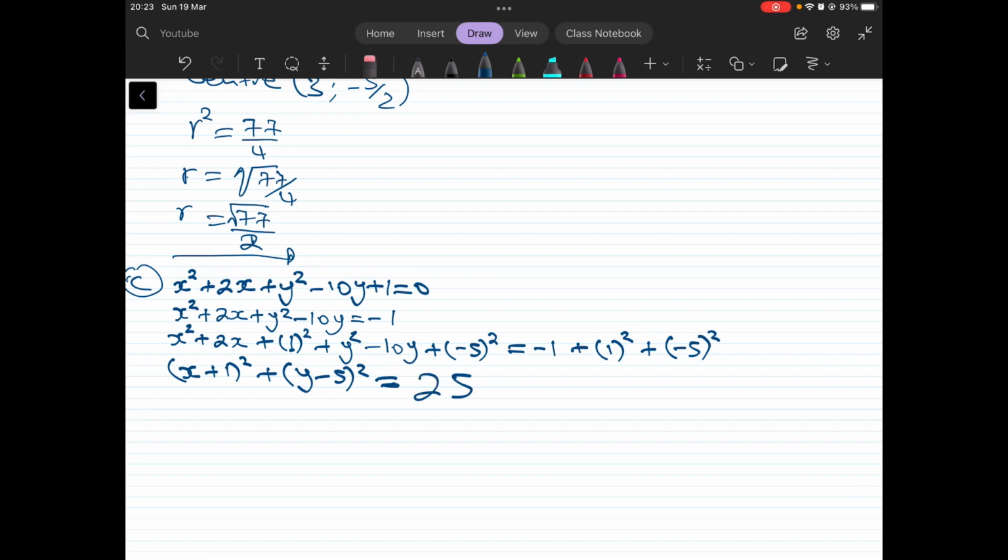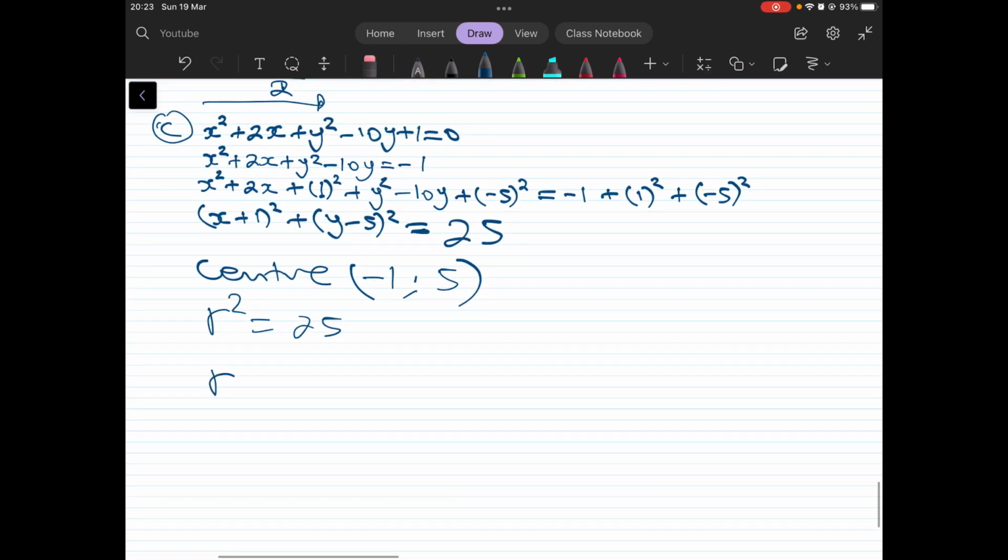And then from here you can see the center, the coordinates are going to be -1 and +5. And then r squared equals 25, which therefore means r equals the square root of 25, therefore r equals 5. Then we are done.